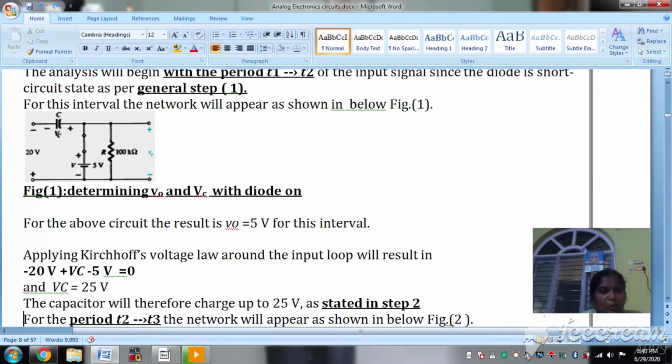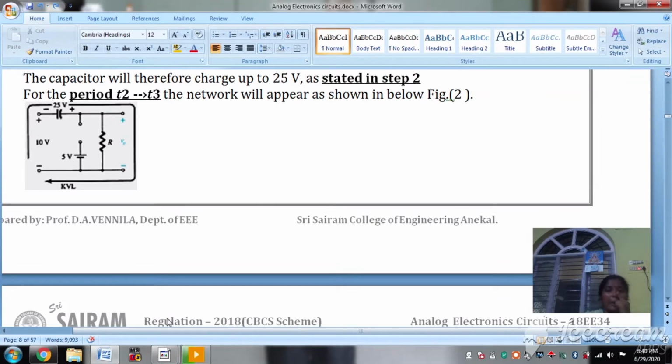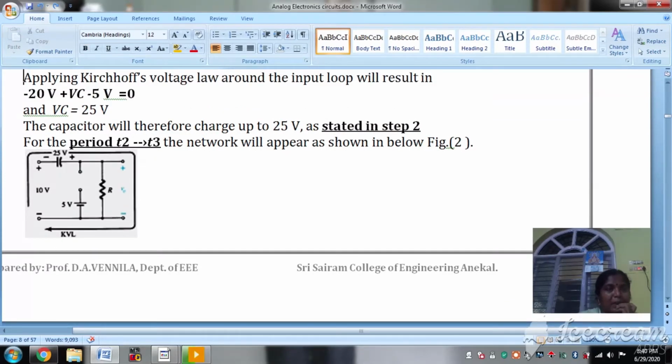Now I am going to take the next step, T2 to T3. During that period, my capacitor is already charged to 25 volt. Listen carefully. Now during this positive voltage, the diode will be open circuit, so there is no flow in this ring. The input will be flowing in this path.